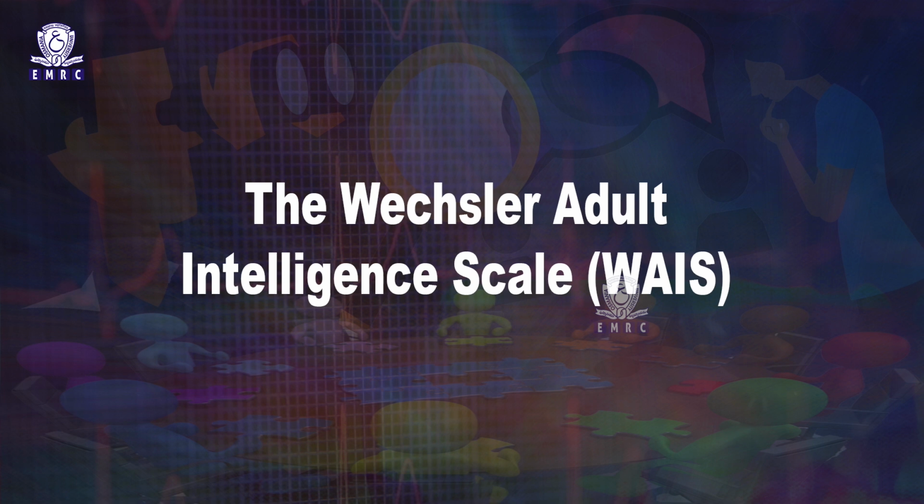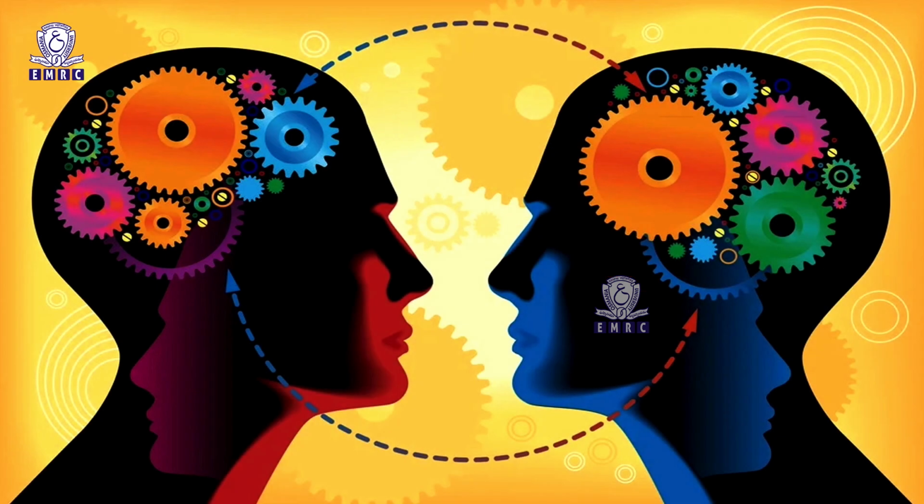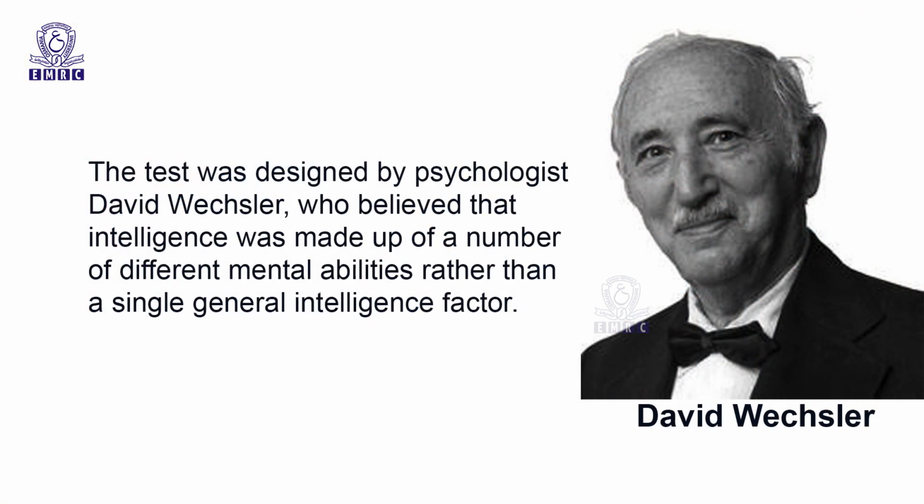Now, let us consider examples to understand verbal and non-verbal tests. The Wechsler Adult Intelligence Scale, WAIS. It is an intelligence test first published in 1955 and designed to measure intelligence in adults and older adolescents. The test was designed by psychologist David Wechsler, who believed that intelligence was made up of a number of different mental abilities rather than a single general intelligence factor.